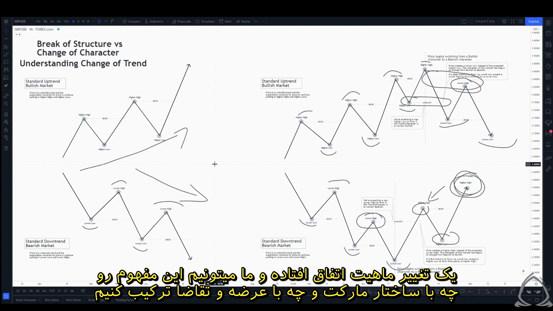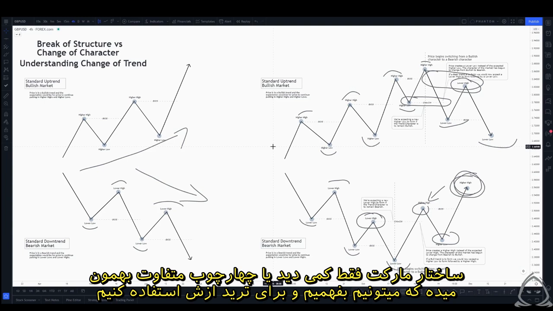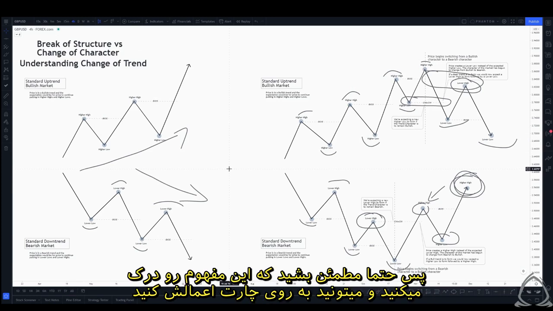And we can apply that whether we're using market structure or supply and demand, because at the end of the day, we can derive market structure from supply and demand, because they are one and the same. Market structure just gives us a slightly different lens or framework that we can understand and use to trade. But it's as simple as that in terms of changes of character and how they apply to the overall market. So definitely make sure that you understand this concept and are able to apply it on the charts.